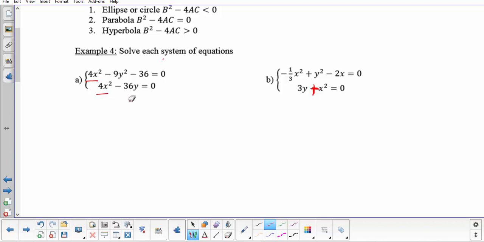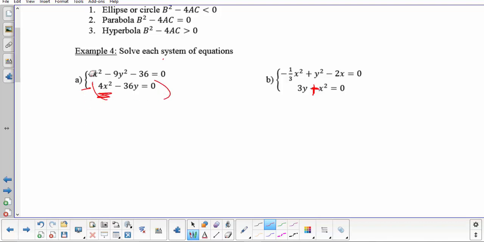In order to make sure that truly is the best way to do it, we have to look at what we'd be left with. We'd be left with y squared, a y, and a constant, so it would be able to factor once we were done. So that's exactly what we're going to do. We're going to subtract the second equation from the first equation.